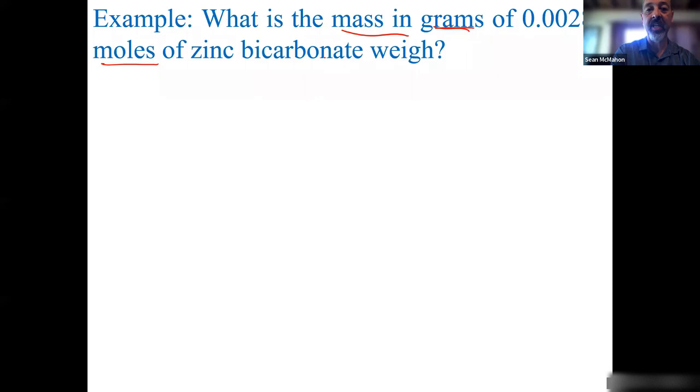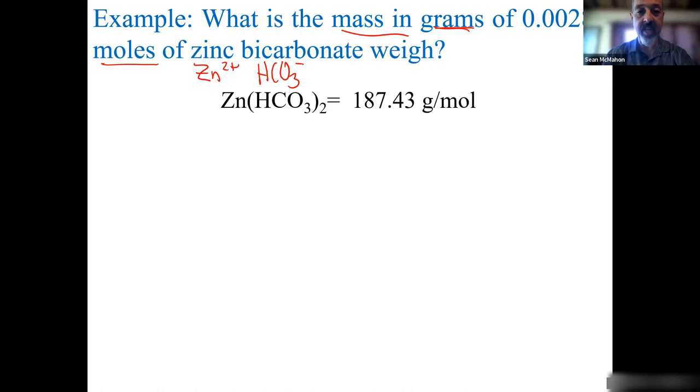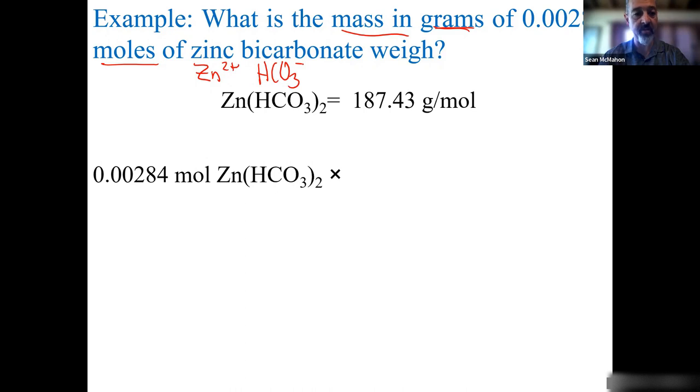But I need to know the formula for zinc bicarbonate. Zinc is 2+, and bicarbonate is HCO3 minus. When I crisscross, I need 2 bicarbonates, and then the molar mass, I can calculate it out, is 187.43 grams per mole. So now I begin with the 0.00284 moles of zinc bicarbonate.